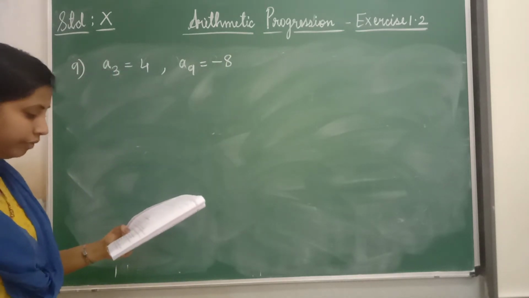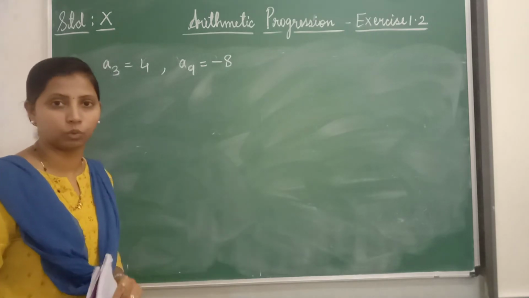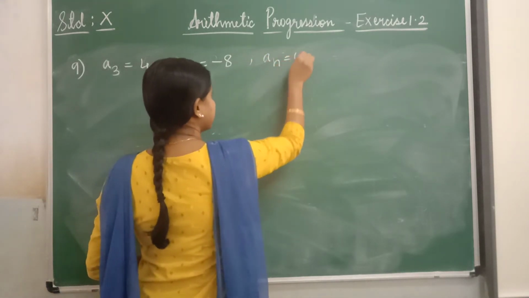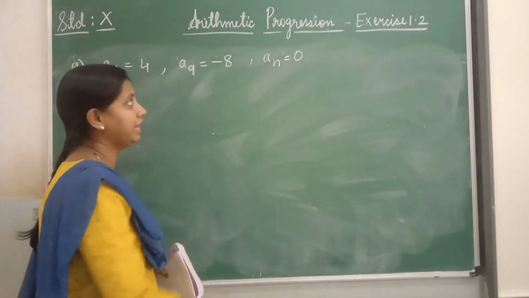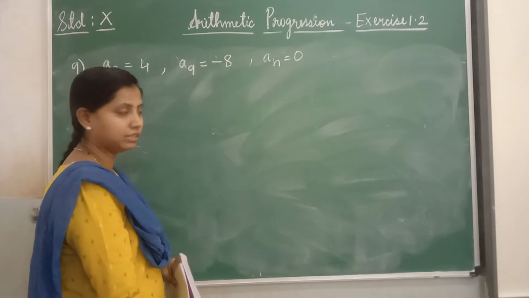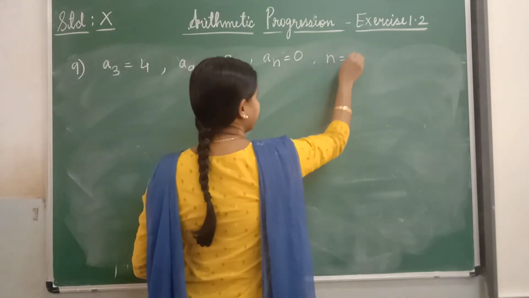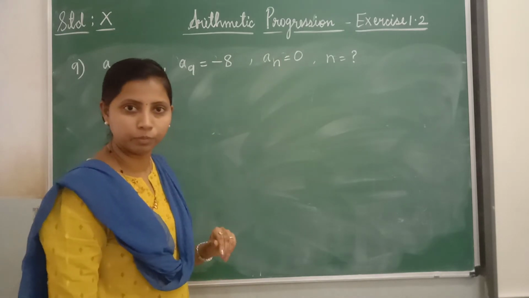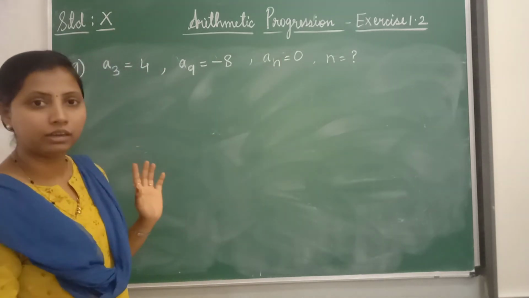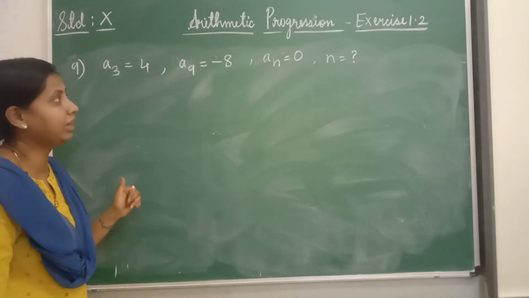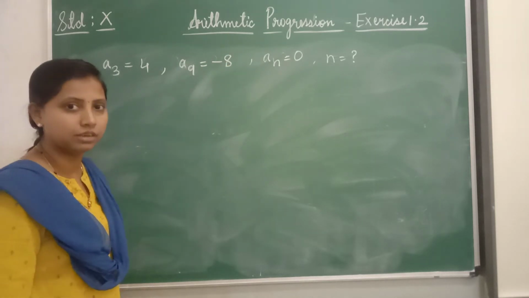You have to find which term of this AP is 0. So let's take An equals 0. That is, you have to find n. Before that, we have to find A and D. Then we can find which term of the AP is 0.